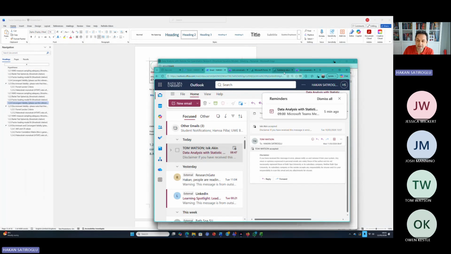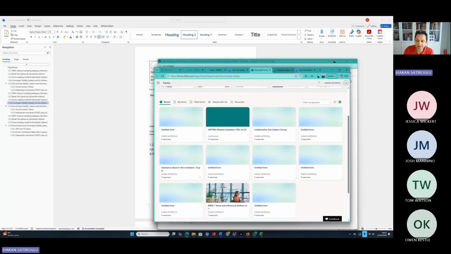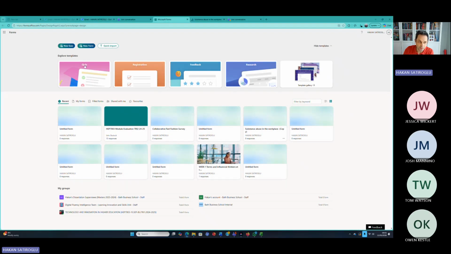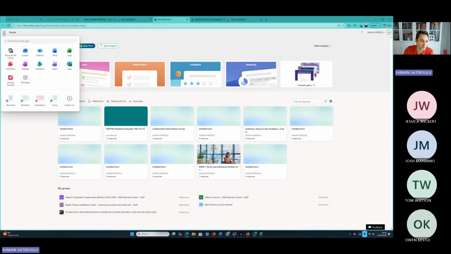from verified scales. What does it mean? Okay, before coming to the questionnaire, let me show you one more thing. You probably know this one. This is Forms. Please note, you need to use Microsoft Forms, not Google Forms. Google Forms are not allowed.